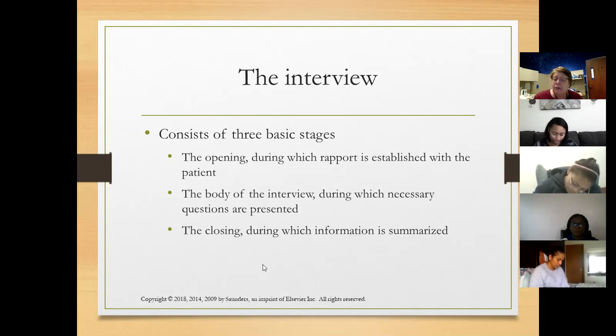And then for our closing, we're going to summarize what the patient thinks her problem is. So why are they there? You're here for this, and this is what pertains to that. Summarize the information, because when we're communicating with someone, you want to make sure you're both on the same page, before you leave the room.